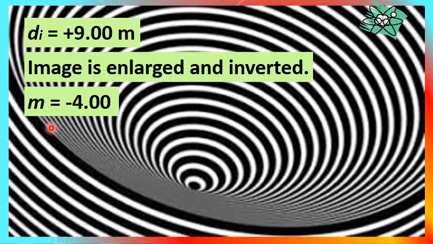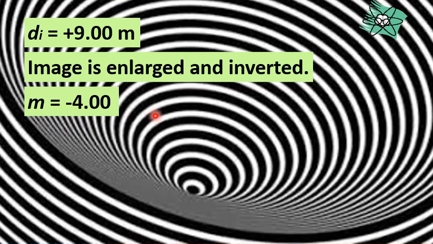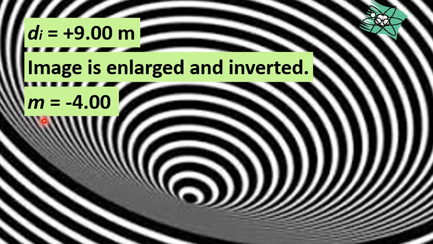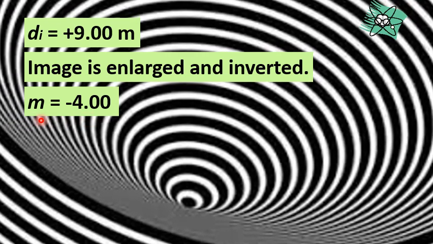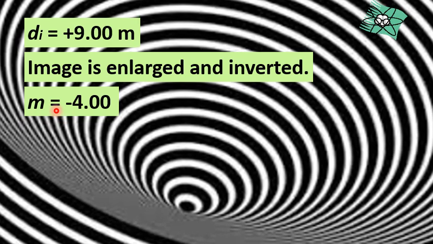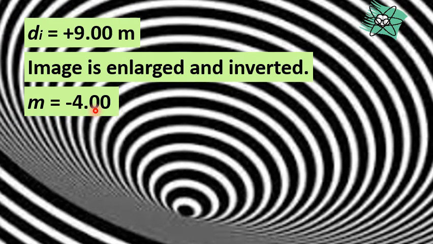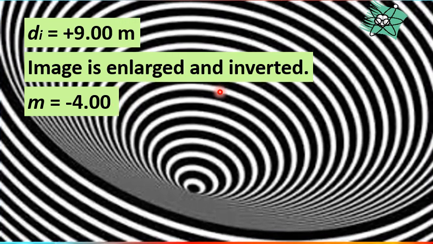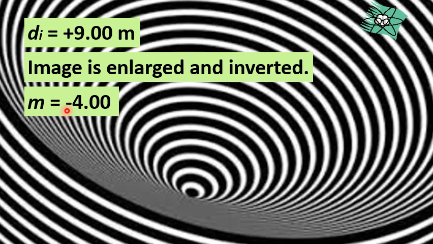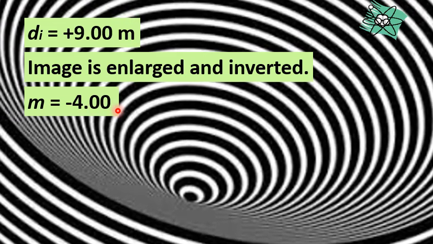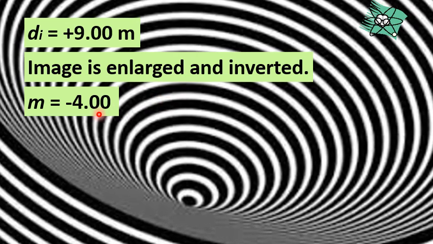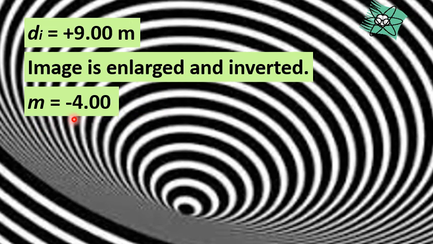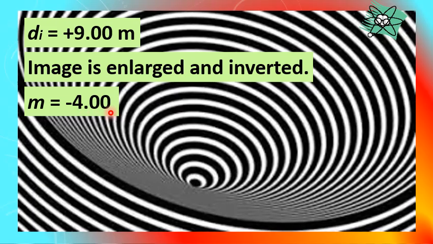All right. So before we can find the object distance, we need to emphasize that the lateral magnification, small letter m, is equal to negative 4.00, right? The fact that the image is inverted means the magnification must have a negative sign. And we're also told that this image is 4 times bigger than the object. That's why its magnification is negative 4.00.